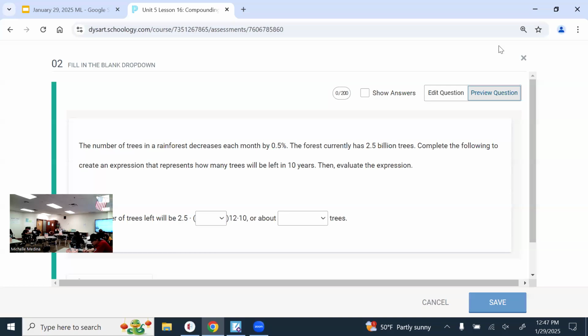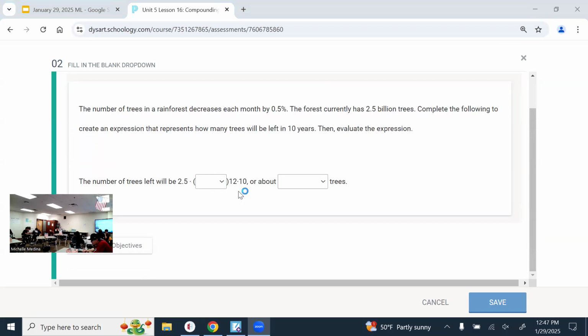This is lesson 16, number 2. The number of trees in a rainforest decreases each month by 0.5%. The forest currently has 2.5 billion trees. Complete the following to create an expression that represents how many trees will be left in 10 years, then evaluate it.